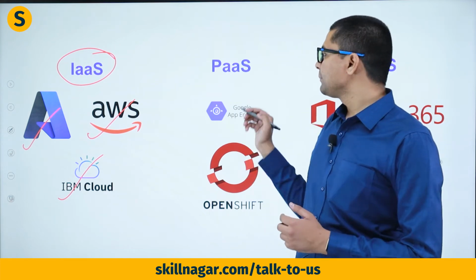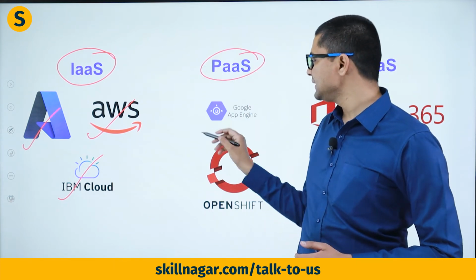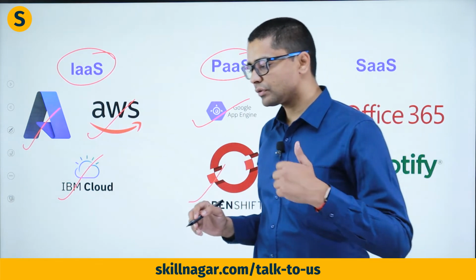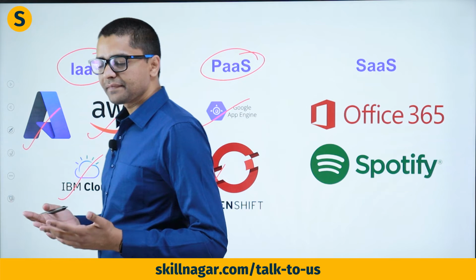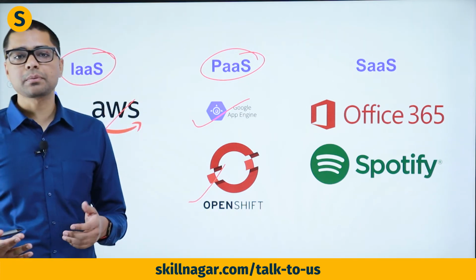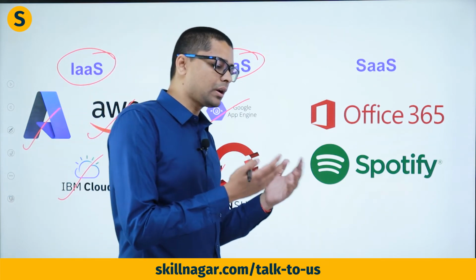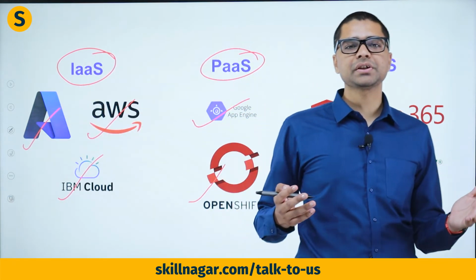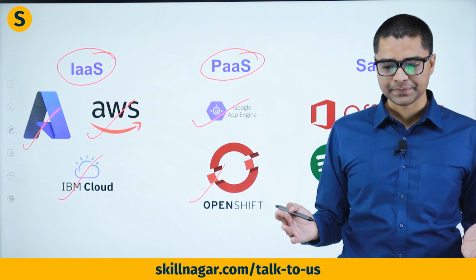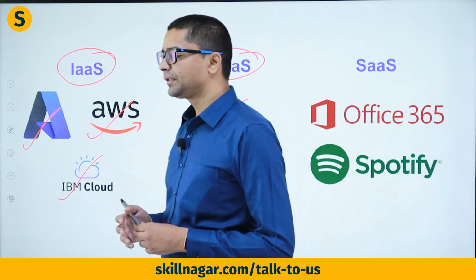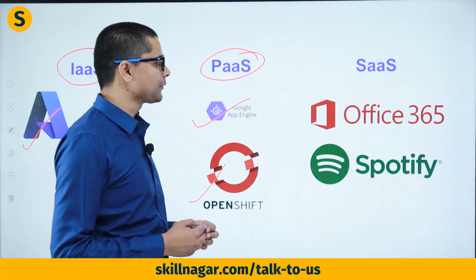Now coming forward to platform as a service, you can see Google App Engine and OpenShift are 2 services which are providing us the platform. We just have to go to that platform. We have to install our application, or I should say create our application, and we can serve it to our customers. And finally, if I have to give you an example of software as a service, these are the 2 examples which I'm going to give.